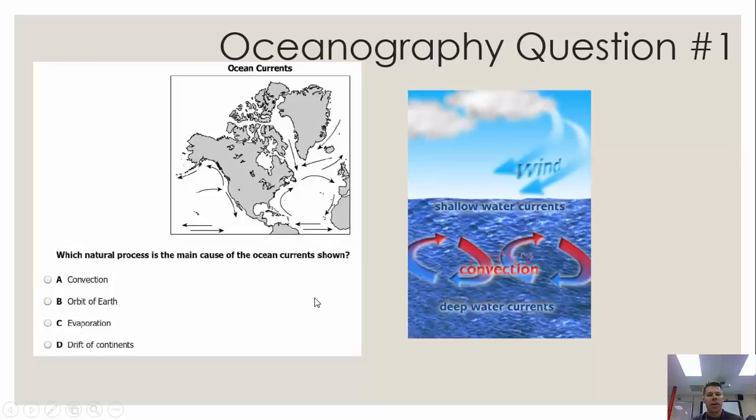So, which natural process is the main cause of the ocean currents shown? Ocean currents are very, very complex, but they're pretty consistent on a large scale across the Earth. They're driven by two major factors, water temperature and the salinity, or how much salt is in the ocean. So, our cold polar water, which is very high in salinity, is dragged downward towards the equator.